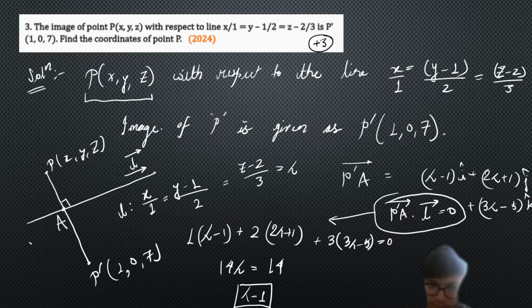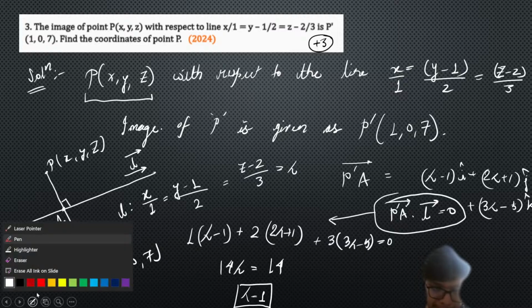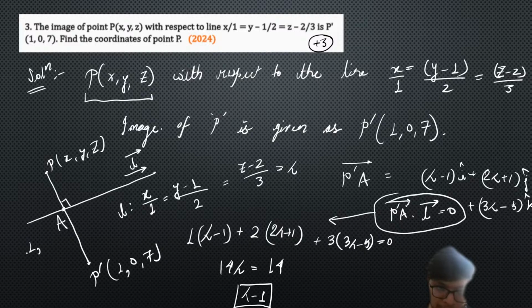So the coordinate of point A is going to be equal to 1 comma 3 comma 5, right? 1 comma 3 comma 5, right?